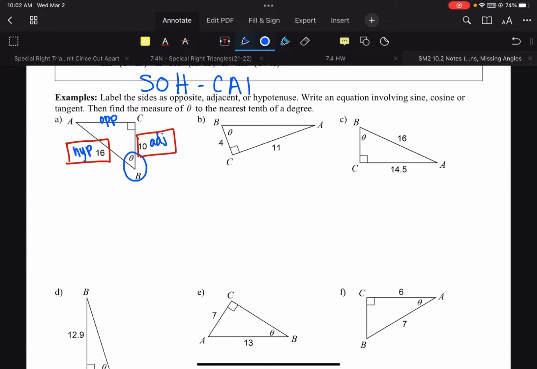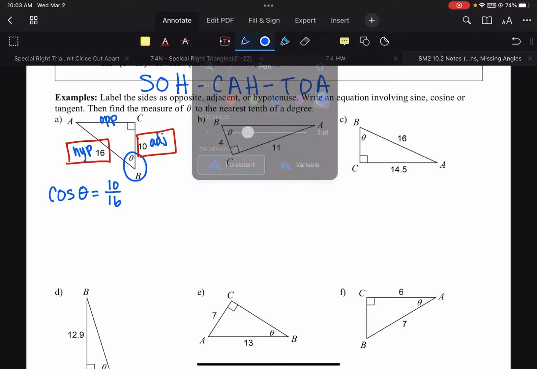Told you this is going to be really important. Hopefully it's burned in your brains by now. And I'm going to think, okay, which of those three ratios deals with the adjacent and the hypotenuse? And that's the cosine. I know that the cosine of theta is equal to the adjacent over the hypotenuse. So in this triangle, the cosine of theta is 10/16.